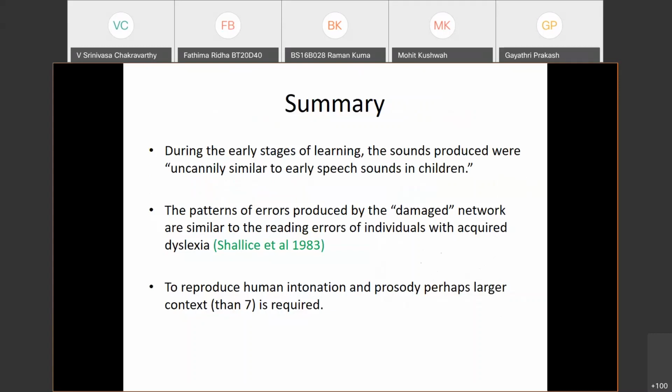Okay, so to summarize this, during early stages of learning, the sounds produced were uncannily similar to early speech sounds in children. That was what the designers of this network observed when they heard the output of the network. And patterns of error produced by the damaged network are similar to reading errors of individuals with acquired dyslexia. So I talked about stroke, but even acquired dyslexia. Dyslexics are people who have trouble reading, right? And the kind of errors that they make is very similar to the kind of errors that the damaged network made.